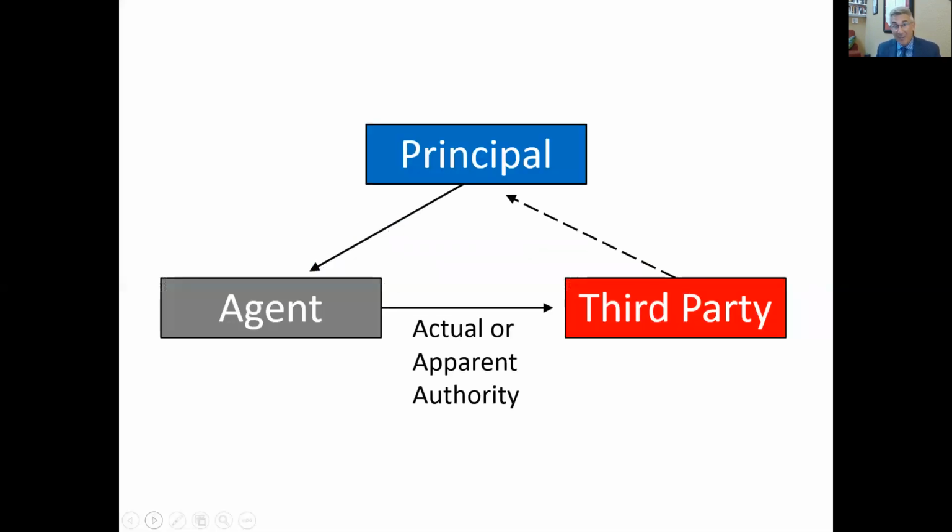Here's why this matters. So back to our three-part graph. We have the principal and the agent. Let's just start with them.